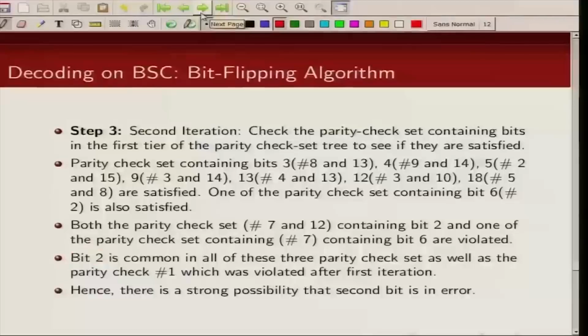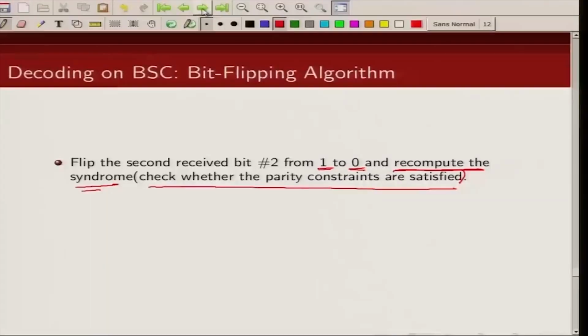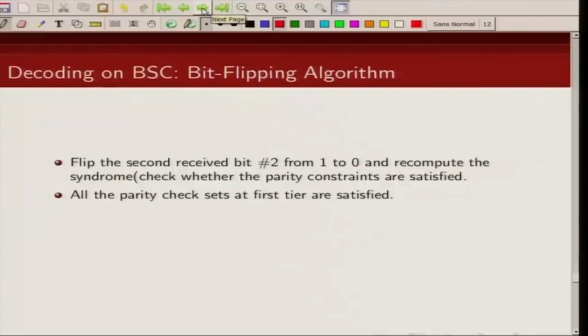So, what we do is we think that the second bit is an error and we are going to flip the second bit. The second bit was 1, we flip it to 0 and we are going to recompute all the syndromes. And now we notice that the parity check constraints are satisfied because the second bit was an error. After we have flipped it, all the parity check sets involving bit 2 are now getting satisfied and hence we are able to correct all errors.